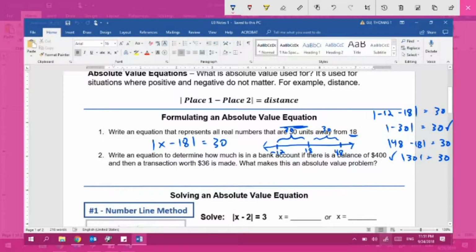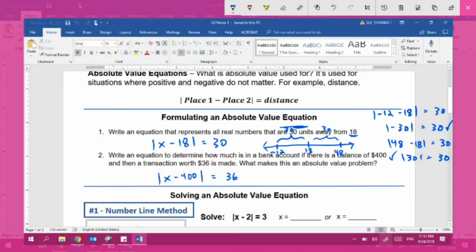All right, looking at the next one: write an equation to determine how much is in a bank account if there's a balance of 400 and then a transaction worth $36 is made. So the transaction is worth $36, so let's put equals 36. And then we know we're going to have absolute value. And our other number, we're going to subtract from x.